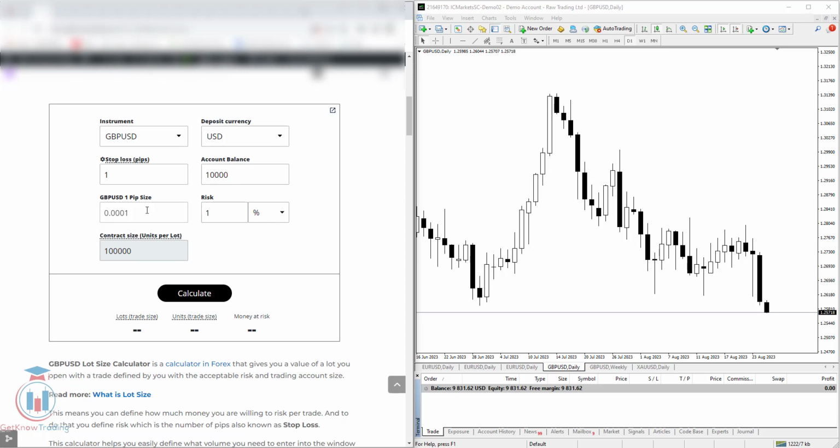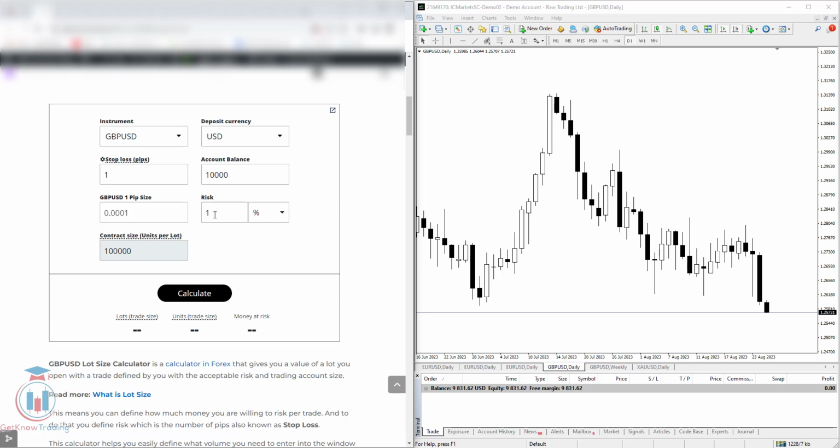Then you have here a GBPUSD 1 pip size, and that is the value on which decimal point is the 1 pip. So here we have a fourth decimal point, which says that in the GBPUSD price, which is currently, for example, 1.25720, it has 5 decimal points, but on the fourth decimal point is the 1 pip change. On the fifth one is the pipette. So we can leave this as it is.